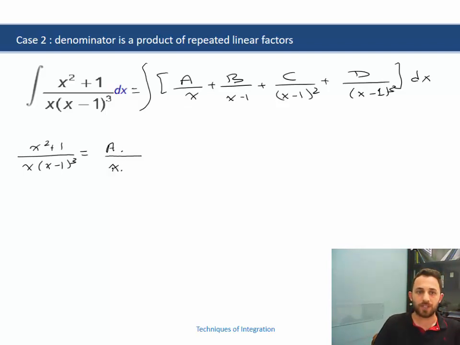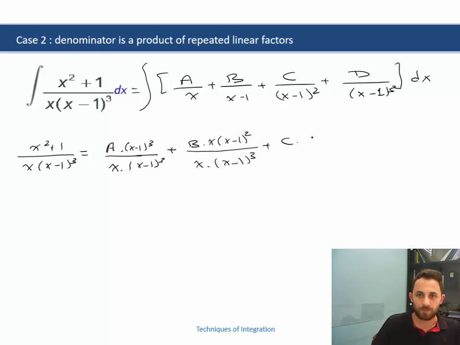Now for this situation, we're still missing x minus 1 power 3. So we can multiply x minus 1 power 3 up and down. For b, we have x minus 1, we're still missing x and x minus 1 power 2. For c, we are missing x and x minus 1. For d, we only need x.